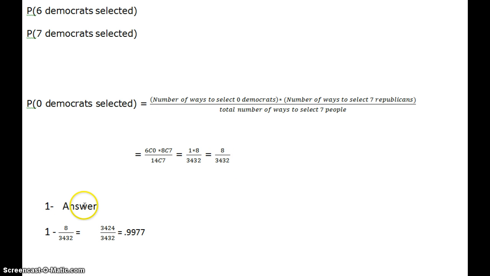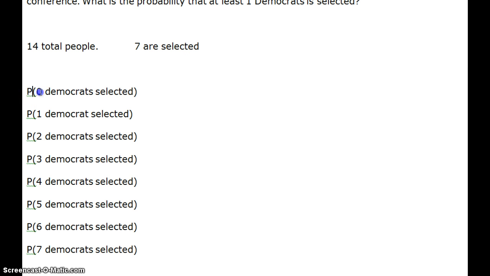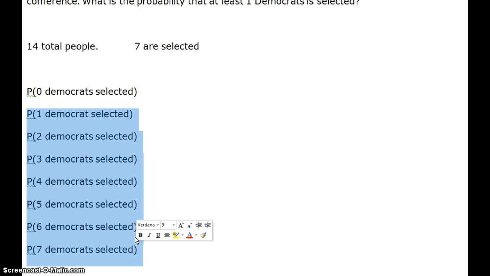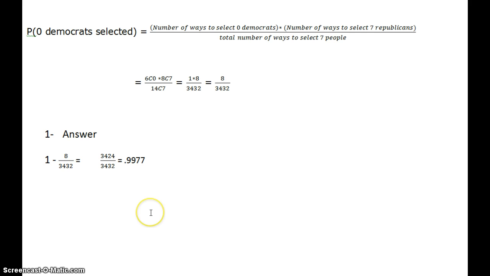And you want to do 1 minus that answer, because again, we figured out the probability of this. And 1 minus that gives us everything else. And everything else is what we're actually looking for. And so 1 minus that fraction gives us this fraction. And I know on the pre-test you have to reduce that in fraction form, but on the actual test I would just switch that straight to a decimal. 3424 divided by 3432 equals 0.9977. That's the probability you're looking for.